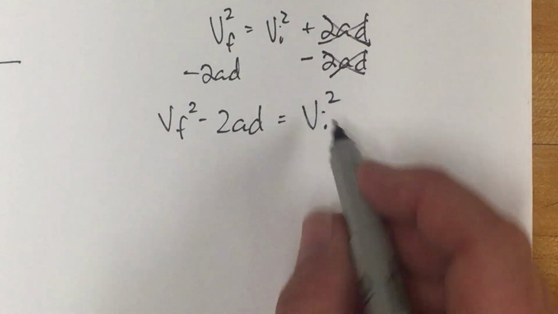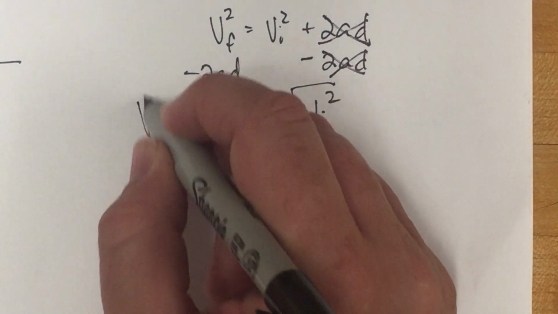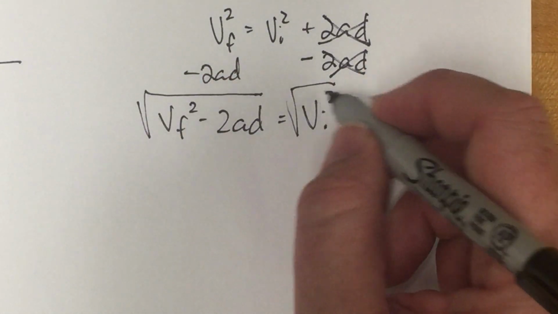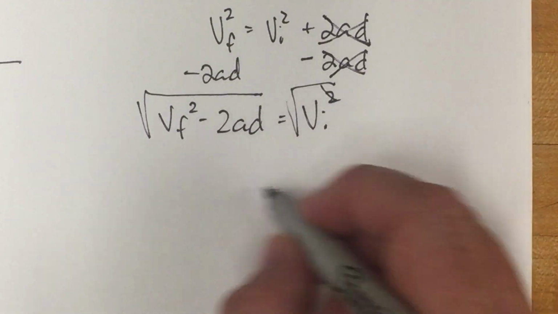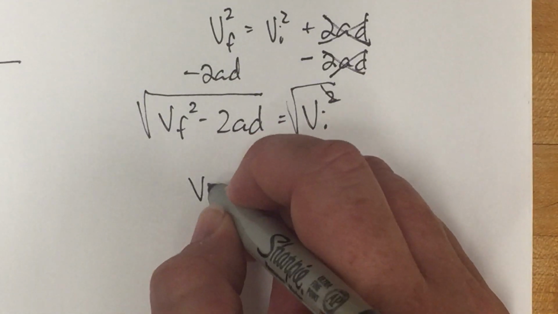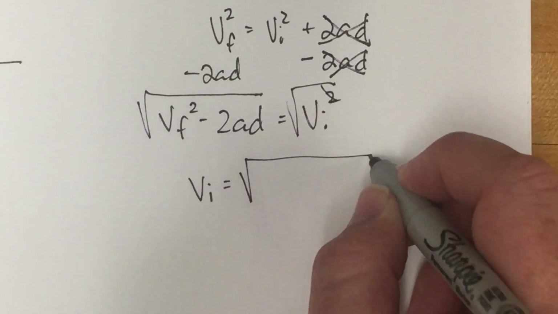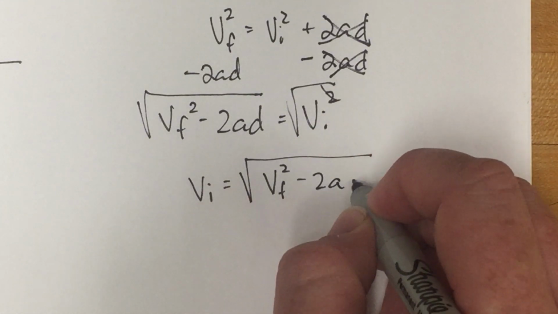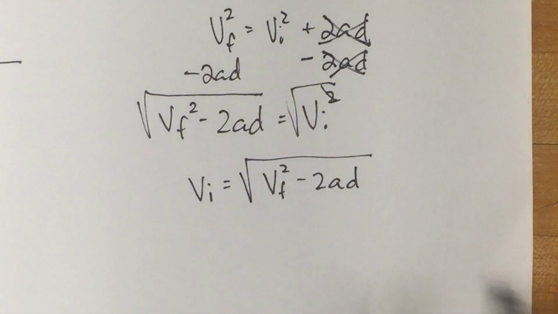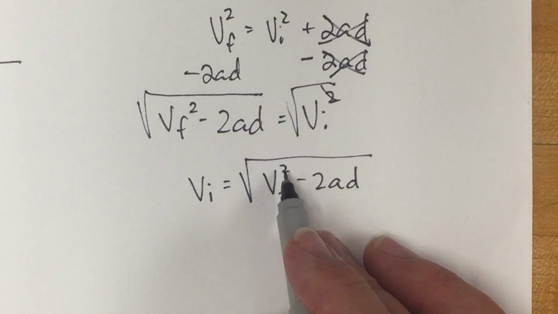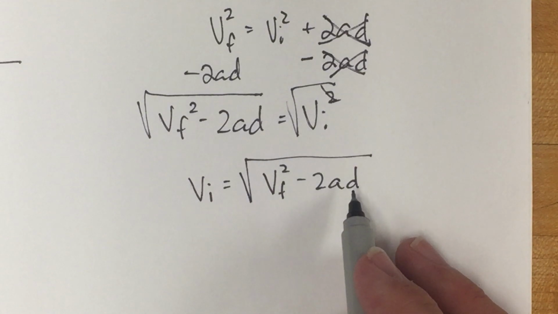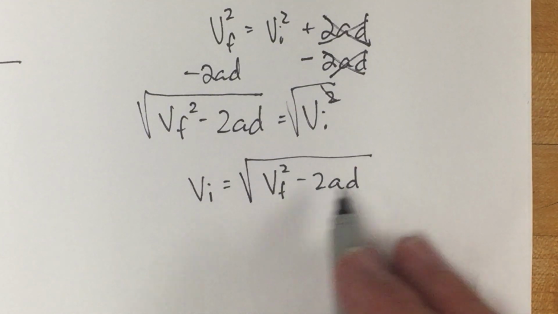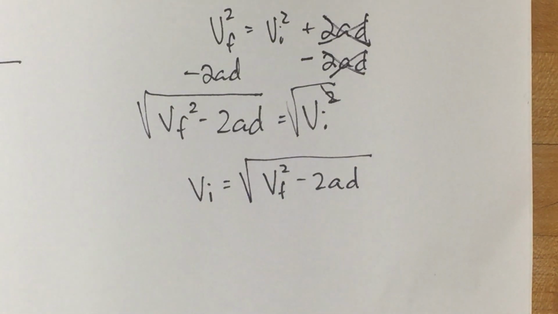However, the squared is still there. So I'll do the same thing I did before. I'll do the opposite of that. Take the square root of something squared, gets rid of the squared. And at this point, I'm left with Vi equals the square root of Vf squared minus 2ad. So when you calculate it, you'll put in your number for Vf and square it. You'll subtract 2ad, and when you have that whole number, you'll take the square root of that answer.